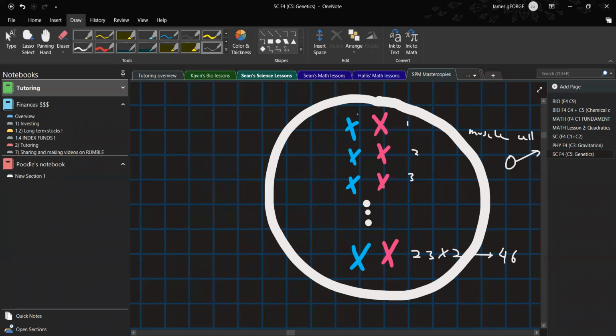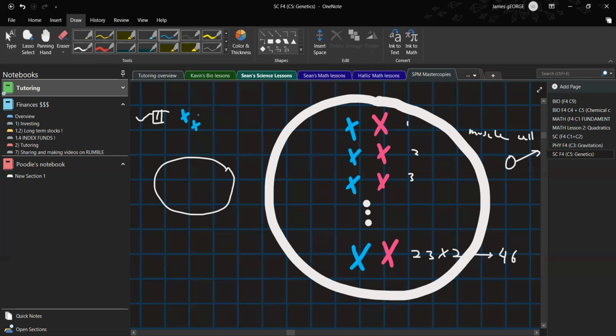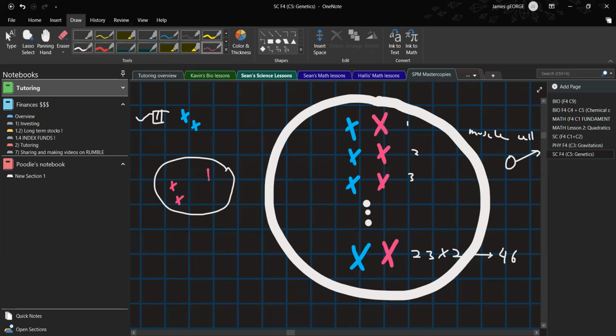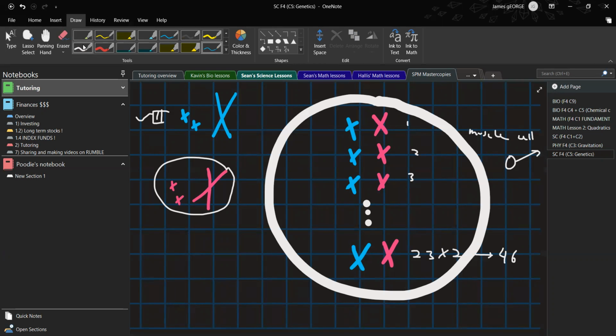Now, among these 46, we discussed that when fertilization occurs, we get 23 from our mom, 23 from our dad. So let me just draw here. Again, I can't draw all 23. Just give me a second. All right. There we go. Pretty bad, bro.